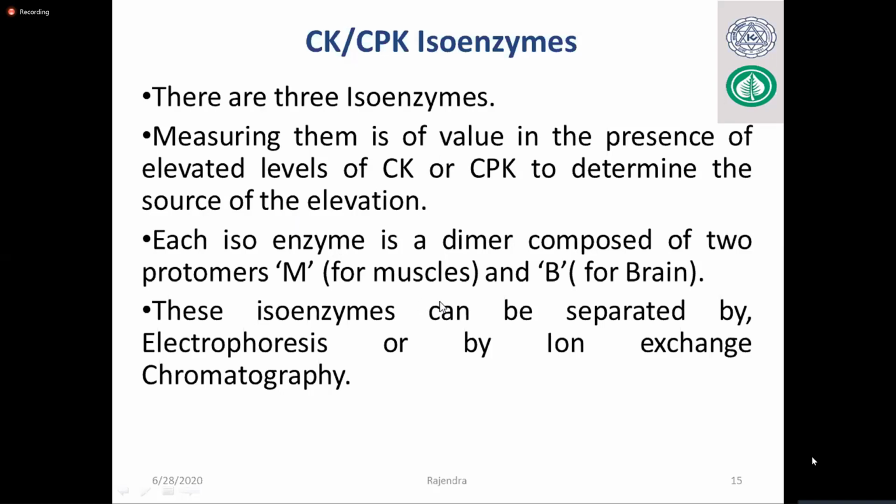Each isoenzyme is a dimer composed of 2 protomers, M for muscle and B for brain. These enzymes can be separated by electrophoresis or by ion exchange chromatography in the laboratory. We can differentiate these by electrophoresis or by ion exchange chromatography. We will see this device and we will do electrophoresis in our laboratory once corona allows us to enter. We will see how electrophoresis is done.